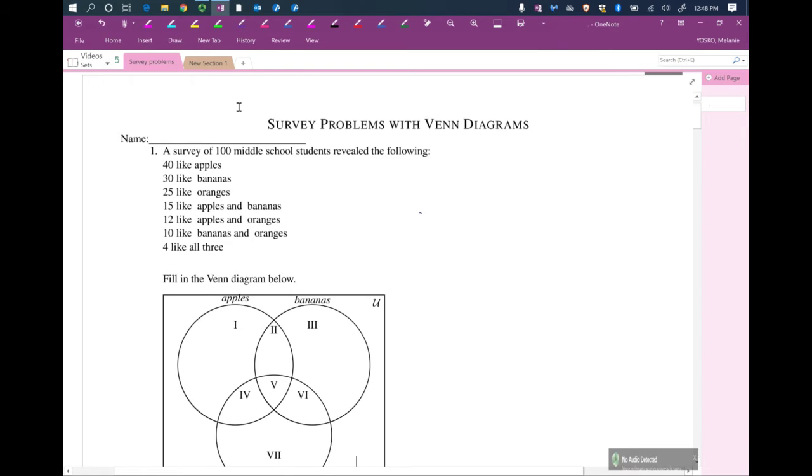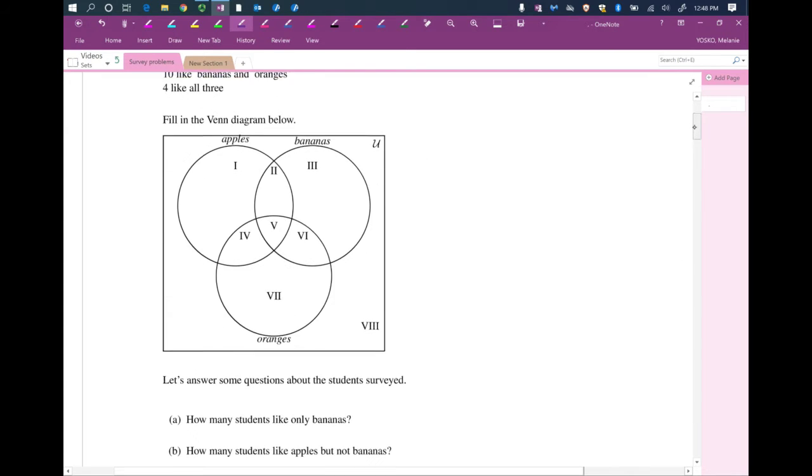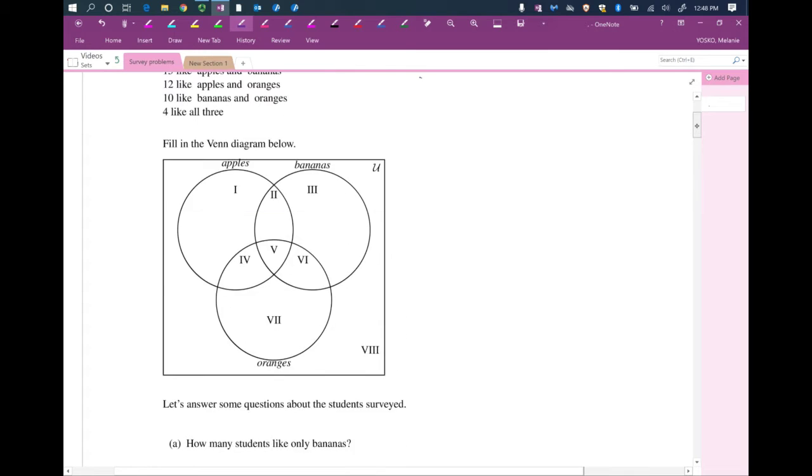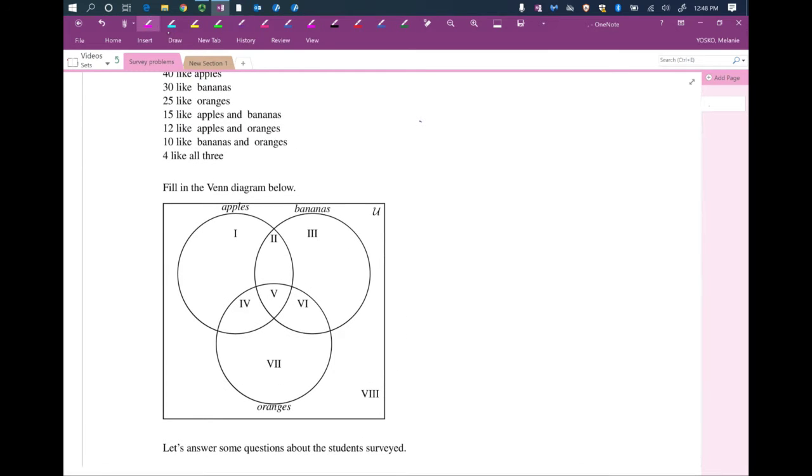Survey problems with Venn diagrams. A survey of 100 middle school students revealed the following: 40 like apples, 30 like bananas, 25 like oranges, 15 like apples and bananas, 25 like apples and oranges, 10 like bananas and oranges, and 4 like all three. So you can see here we have a Venn diagram. With this situation, you can see we have questions to answer in just a moment. So we're going to fill in the Venn diagram.